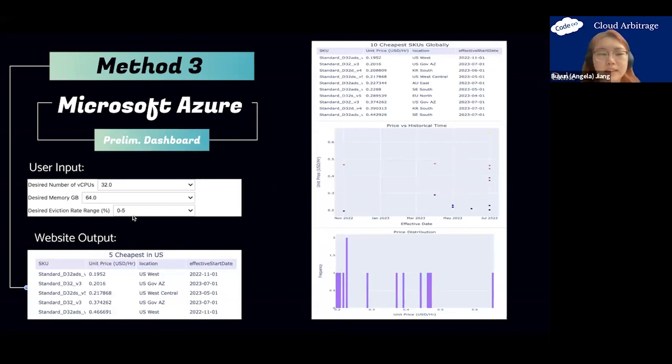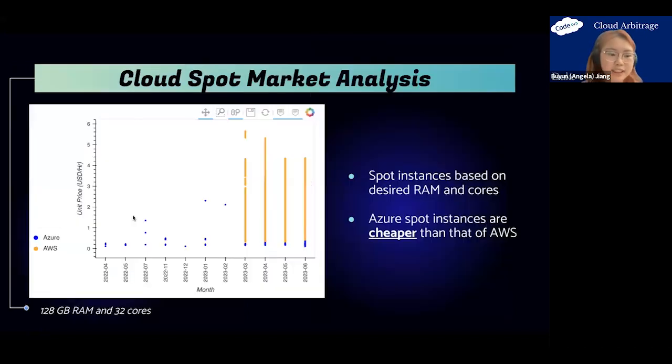The Azure dashboard now takes in 3 user inputs: the desired number of CPU cores, memory, and the desired range of eviction rates. The website then outputs 4 data visualizations, first presenting the 5 cheapest within the US, and then the 10 cheapest SKUs globally, and then a historical pricing graph, which we'll talk more in depth in a later slide. And lastly, a price distribution to help researchers understand where any particular price stands across all SKU pricings. And now Jalen will talk about analysis on both Azure and AWS.